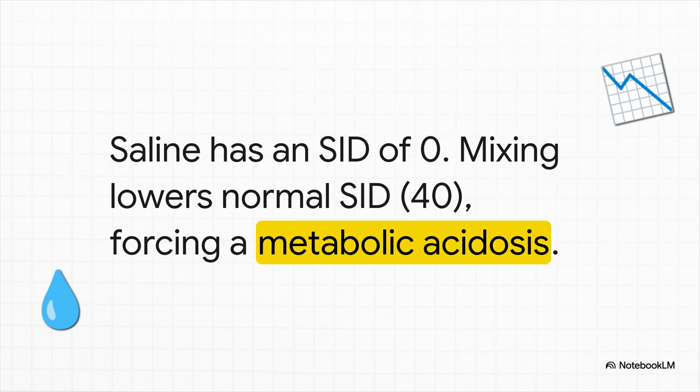Take for example, why infusing large volumes of normal saline causes a metabolic acidosis. Saline has an SID of 0. Its sodium and chloride completely cancel each other out. So when you infuse it, it dilutes the body's normal electrochemical SID of 40 downwards. This lower SID forces the weak buffers into an acidic equilibrium, dropping the pH. It literally causes acidosis without adding a single drop of acid.